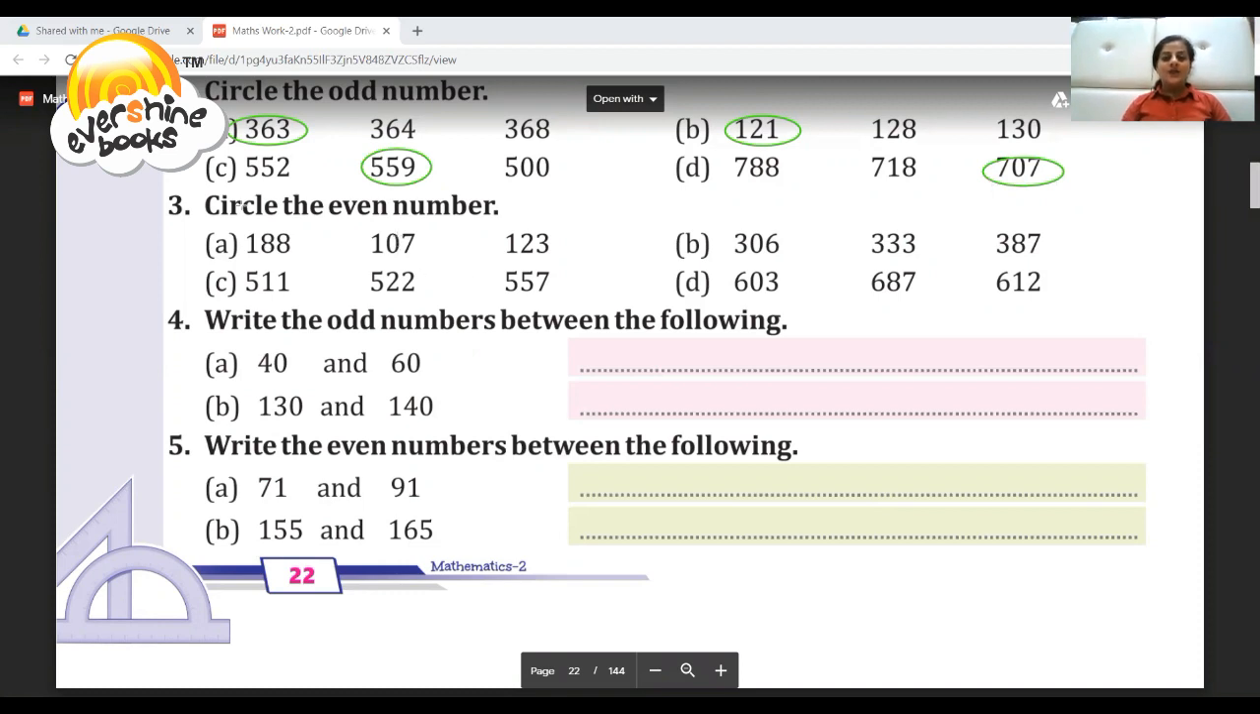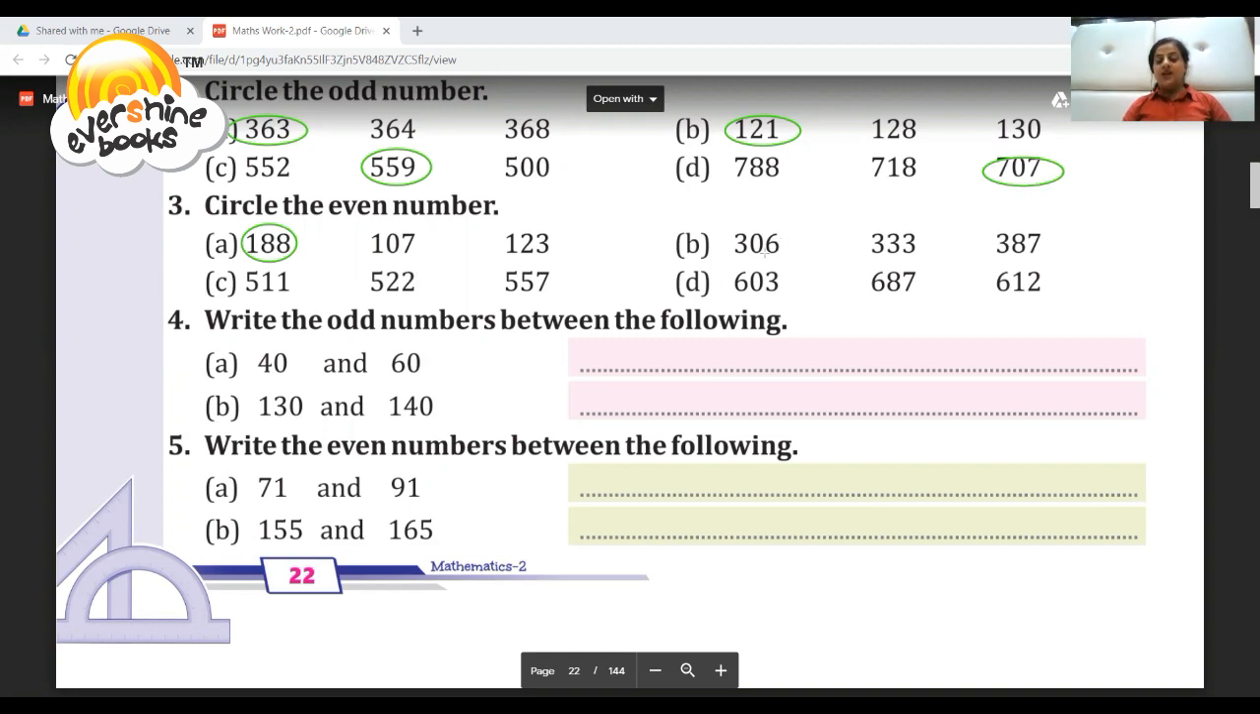Now we are going to circle the even number. First of all, we are going to read it. 188, 107, 123. 3 is odd, 7 is odd, 8 is even. So we are going to circle the number that is even, that is 8 at one's place.